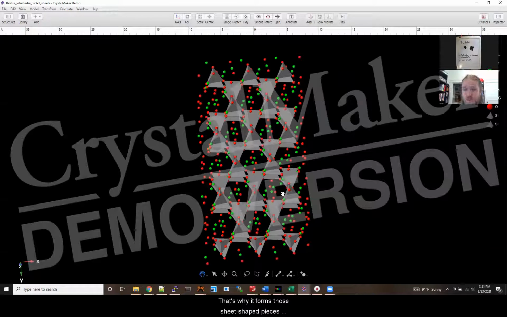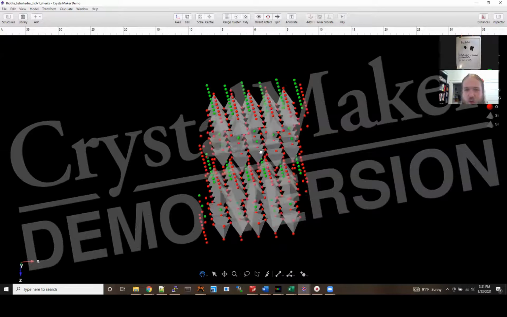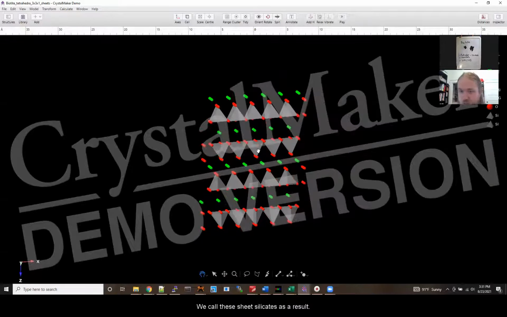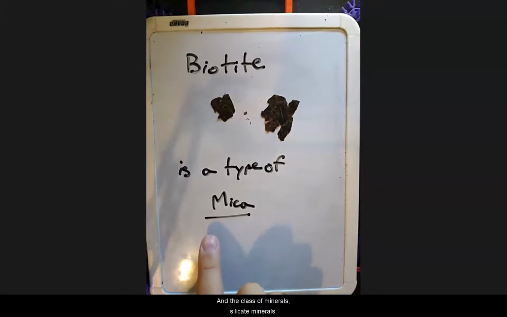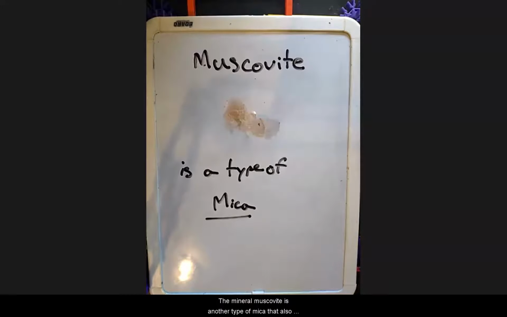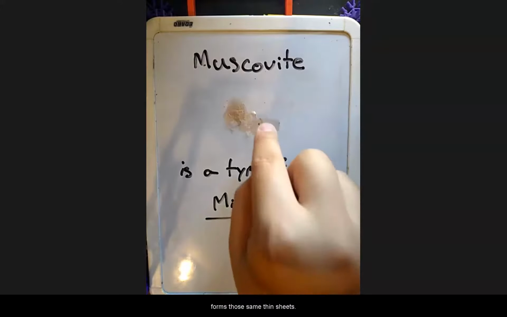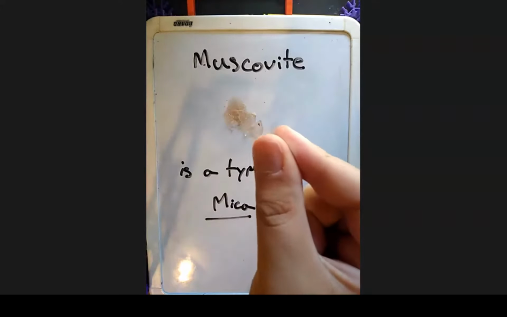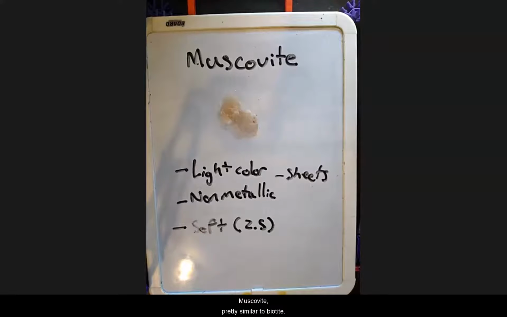That's why it forms those sheet-shaped pieces, because biotite actually is connected in sheets. We call these sheet silicates as a result. In the class of silicate minerals, the group known as mica includes biotite. So biotite is a type of mica, and all micas are types of sheet silicates. The mineral muscovite is another type of mica that also forms those same thin sheets. So muscovite, pretty similar to biotite, forms those thin sheets.